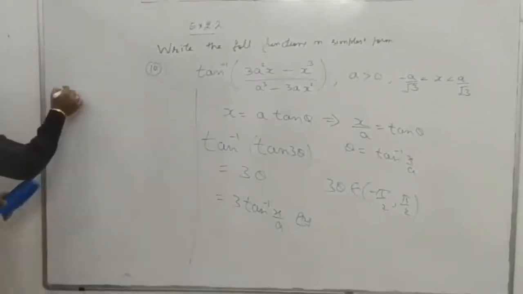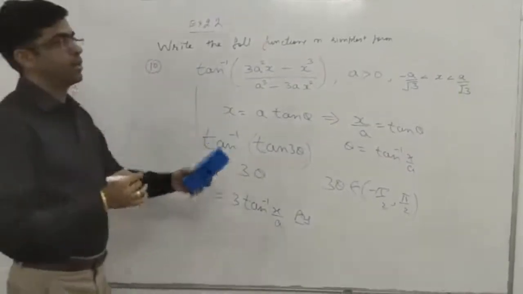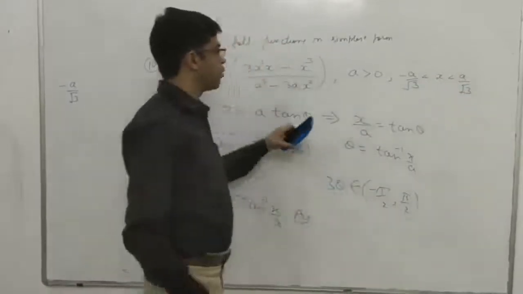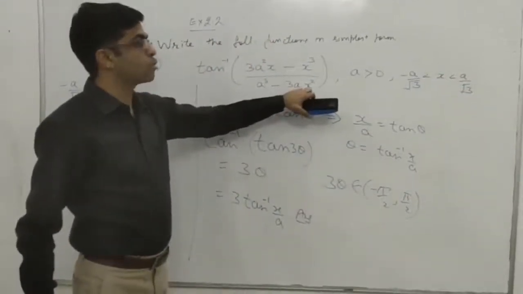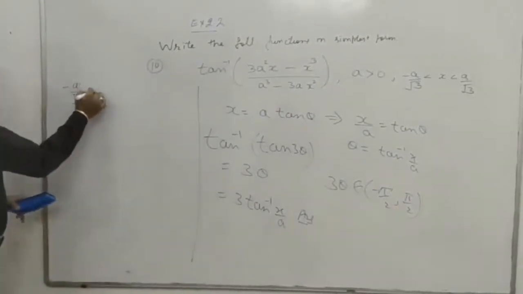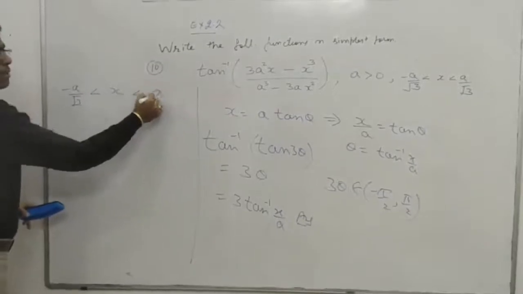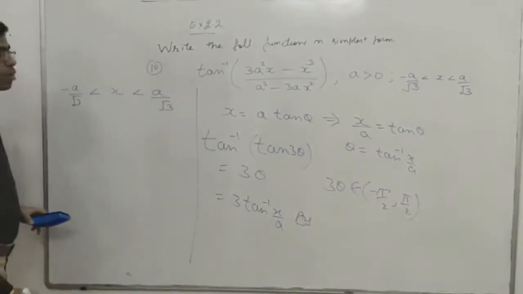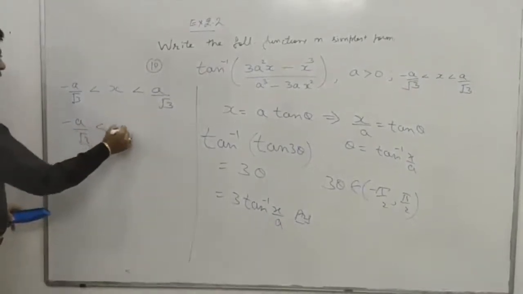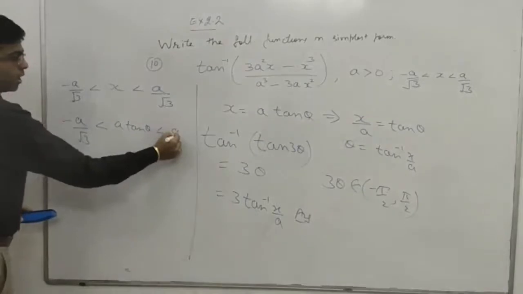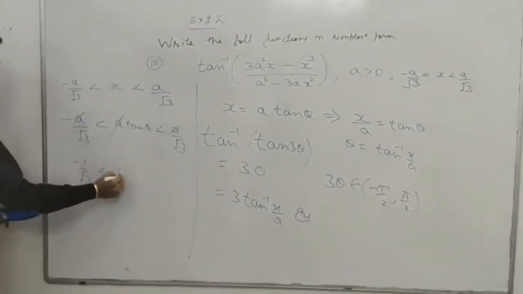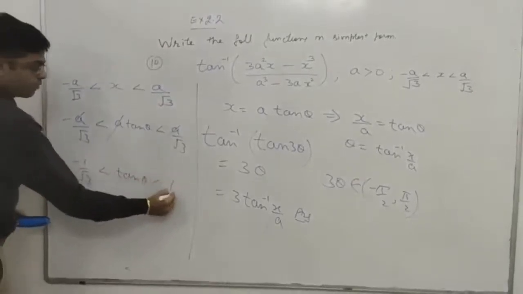In NCERT, x is given as less than or equal to in some books, but this is wrong, because you cannot take the value x equals a by root 3. This will become infinite, which is not allowed. So x lies from minus a by root 3 to positive a by root 3. Now x is, we have put a tan θ. So divide by a on both sides. So this will be minus 1 by root 3 to positive 1 by root 3 for tan θ.